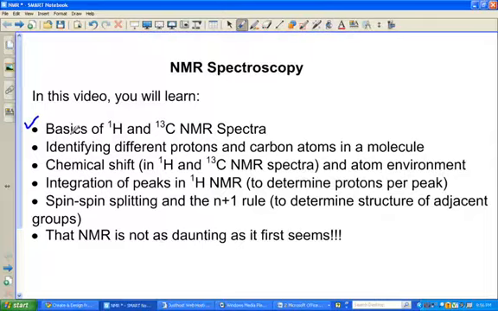The first thing we're going to learn about is a little bit of the basics about the output you get in NMR, what the spectra look like for carbon and proton NMR, what to look for, and what the axes are like, and things like that.